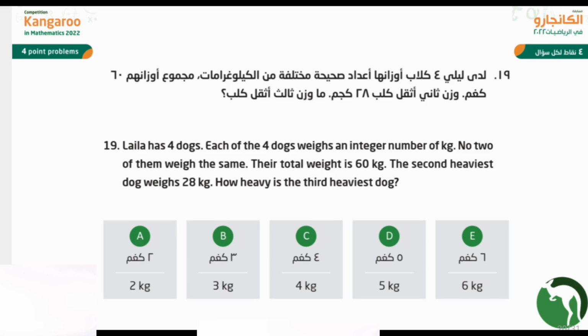In question number 19, Layla has four dogs. Each of the four dogs weighs an integer number of kilogram. No two of them weigh the same. Their total weight is 60 kilogram. The second heaviest dog weighs 28 kilogram. How heavy is the third heaviest dog?